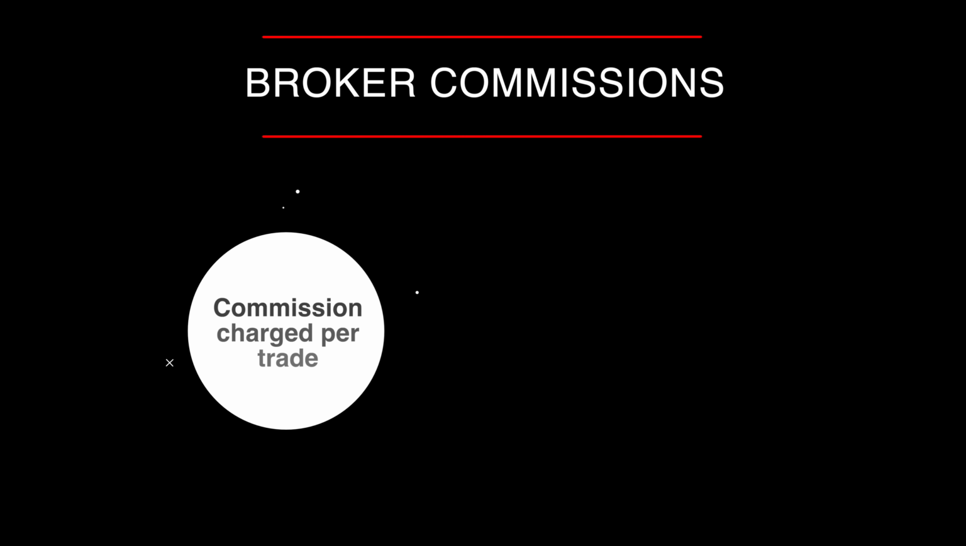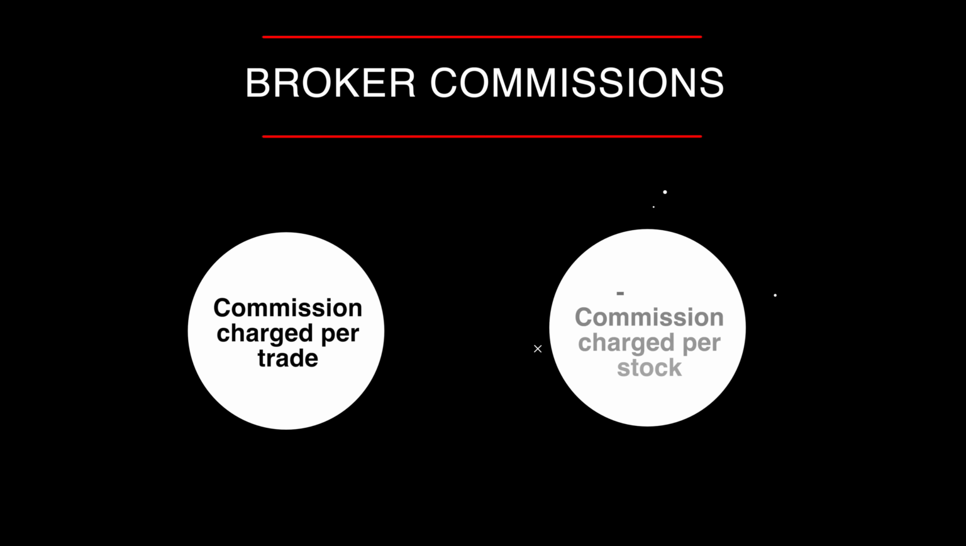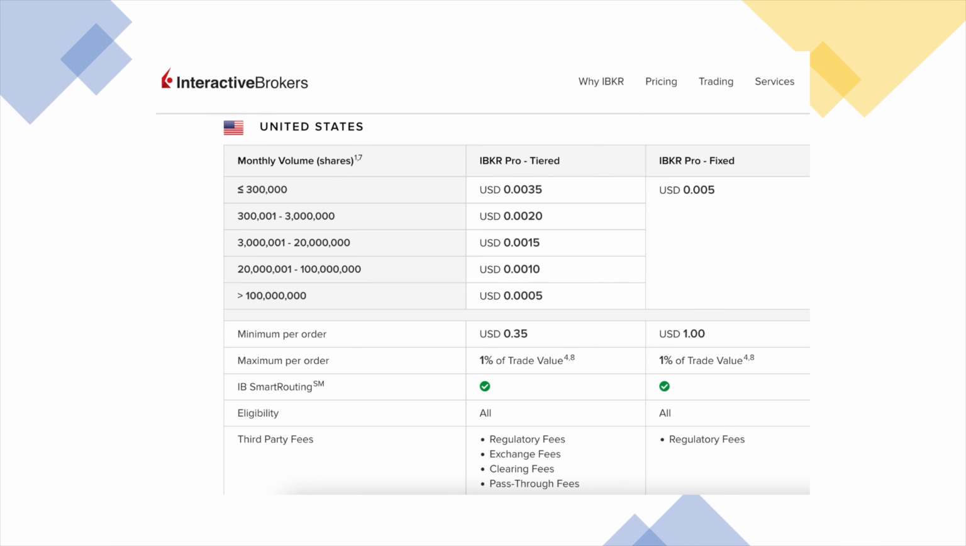Brokers usually have two types of commission structures that you can choose from: commission charged per trade and commission charged per stock. For instance, consider this screenshot from Interactive Brokers' website on their commissions. I just started trading with the default setting, which was IBKR Pro, fixed. The one on the right in the screenshot here charges a minimum of $1 per trade.